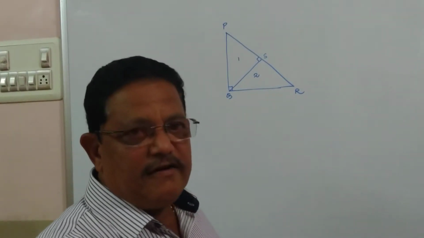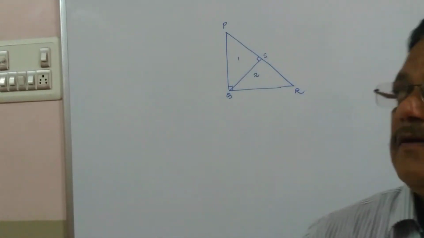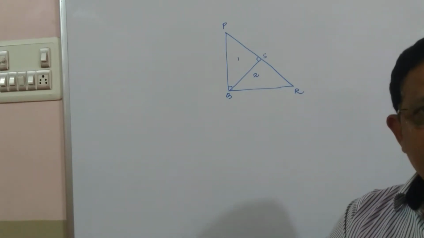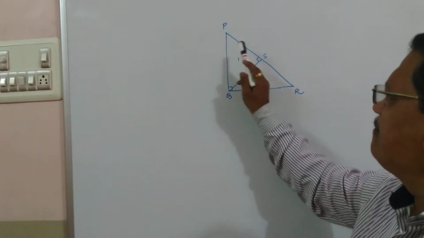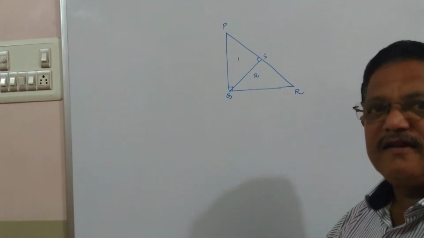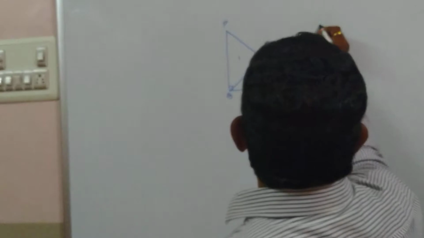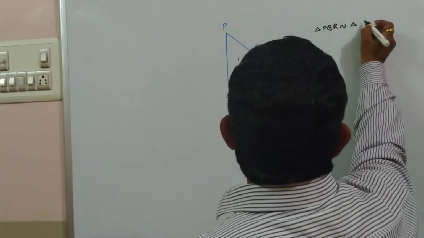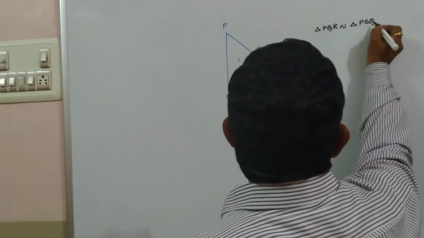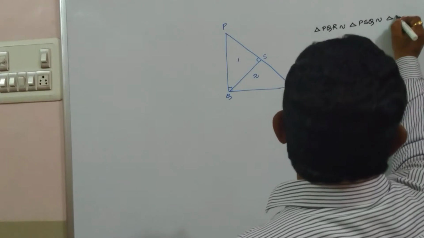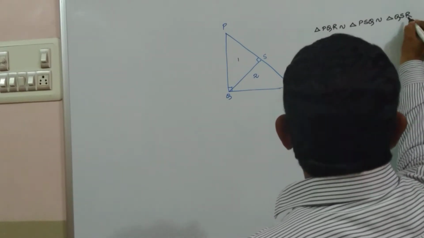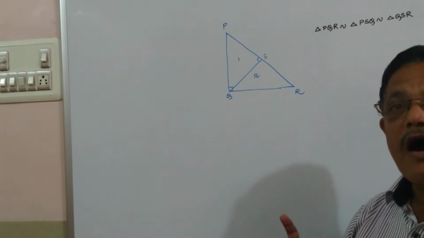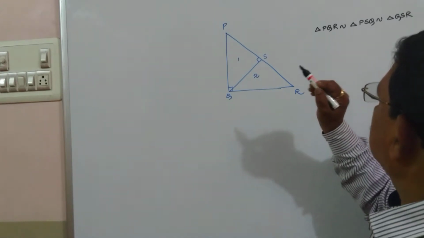In right angle triangle PQR, QS is perpendicular to PR. We get two triangles, namely triangle PSQ and triangle QSR. The theorem states that triangle PQR is similar to triangle PSQ and this is similar to triangle QSR. While writing this, it has to be noted that the vertices are having one-to-one correspondence.